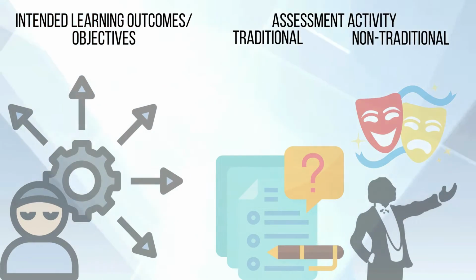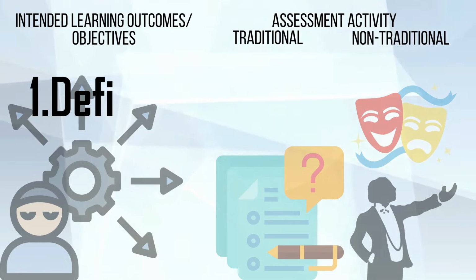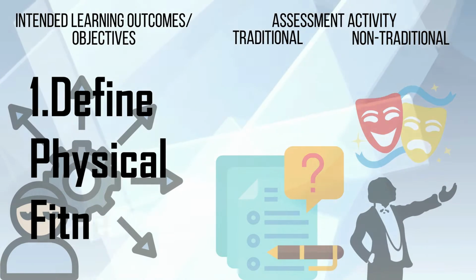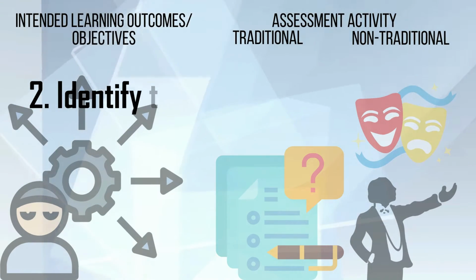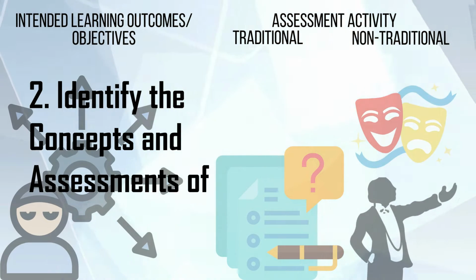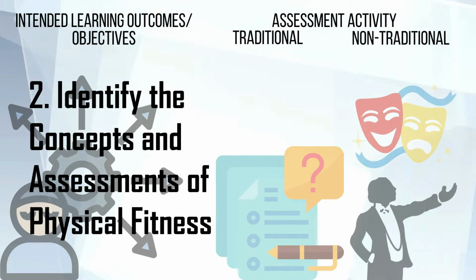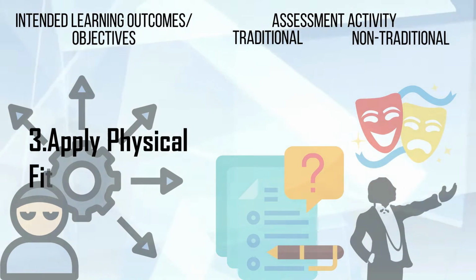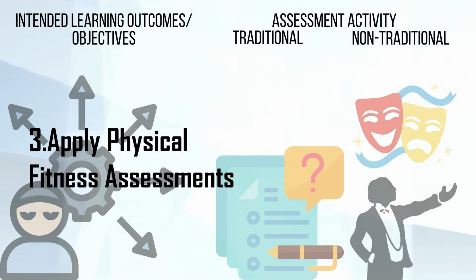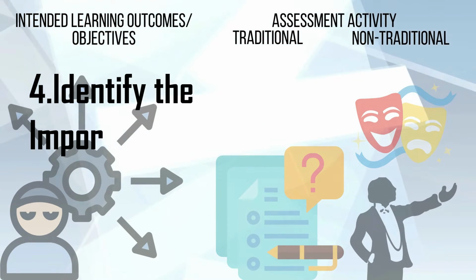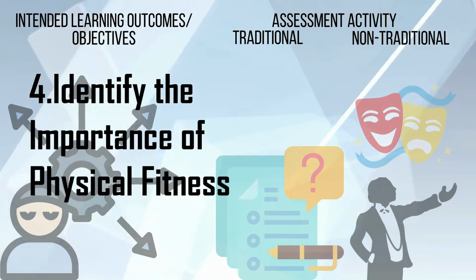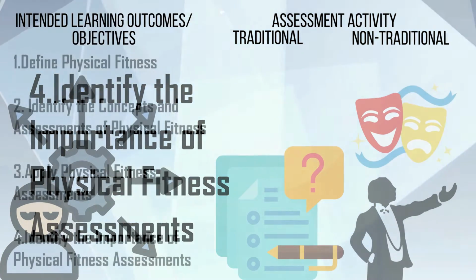In the class that we observed, here are the intended learning outcomes or objectives of the lesson. 1. Define physical fitness. 2. Identify the concepts and assessments of physical fitness. 3. Apply physical fitness assessments. And 4. Identify the importance of physical fitness assessments.